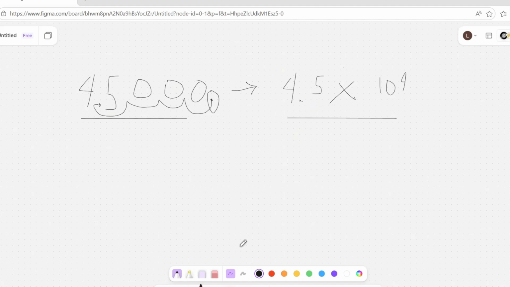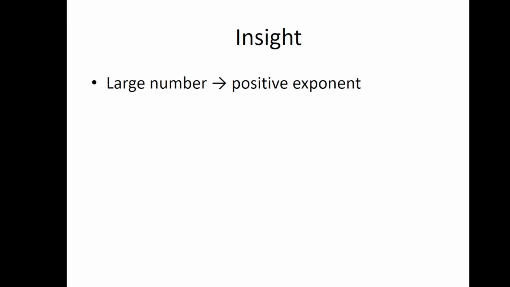So let's try another problem to further understand. The insight is that if it is a large number, the exponent that we place on the 10 is a positive number.